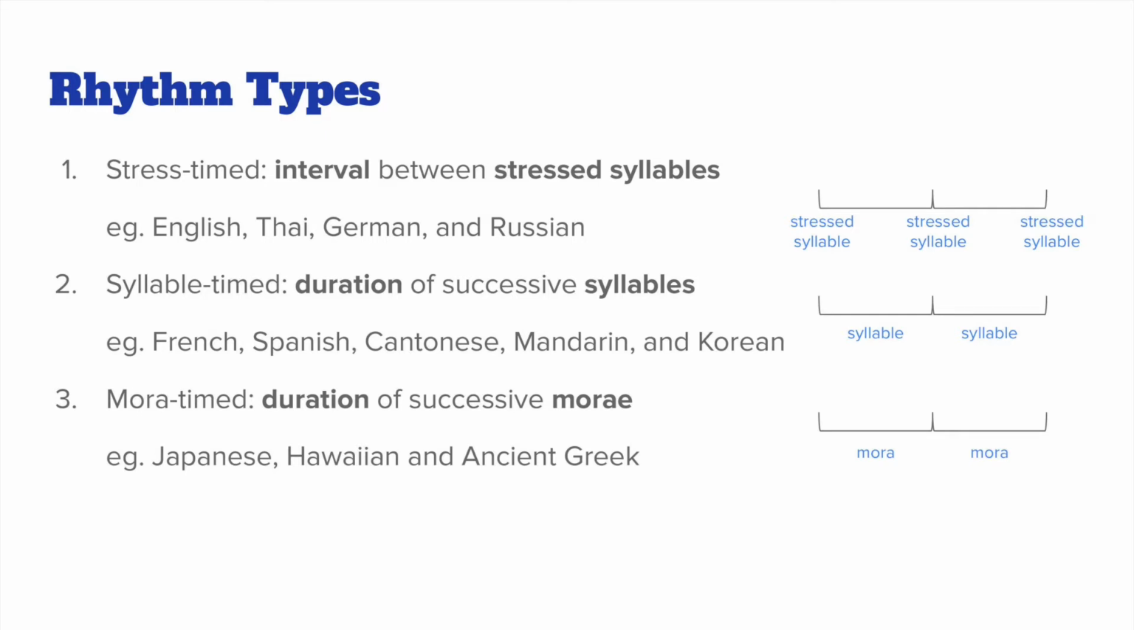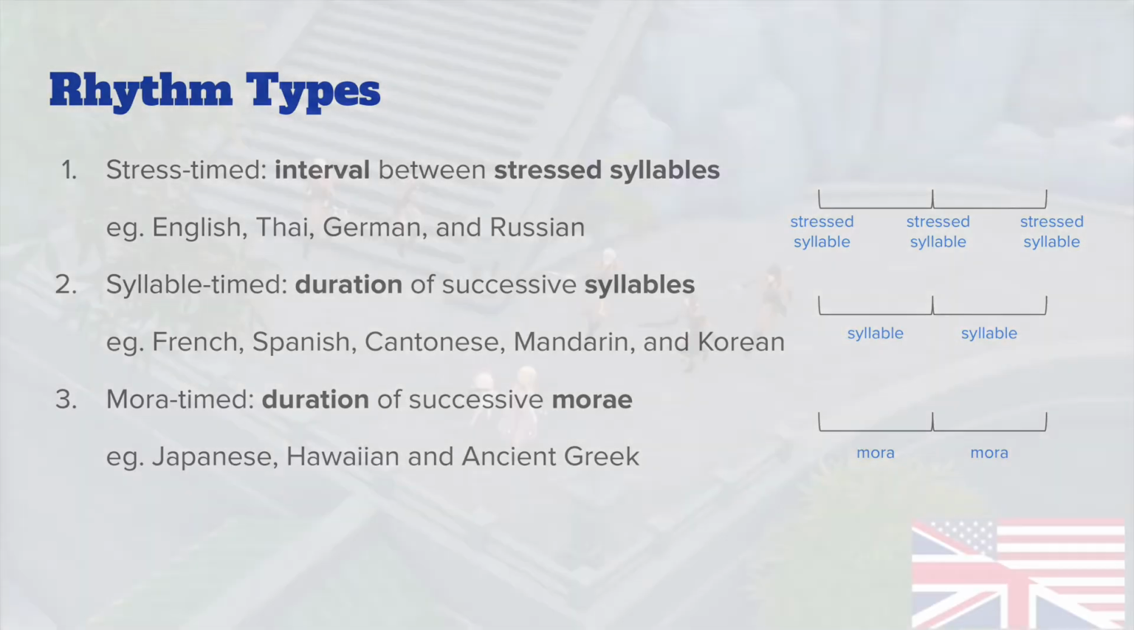This distinction may not be apparent to you now. Let's listen to some examples. I'm using the voice lines of Childe from Genshin Impact, because this game happens to have voiceover for all three rhythm types. We will start with a stress-timed language.